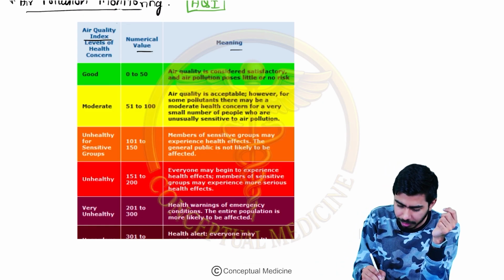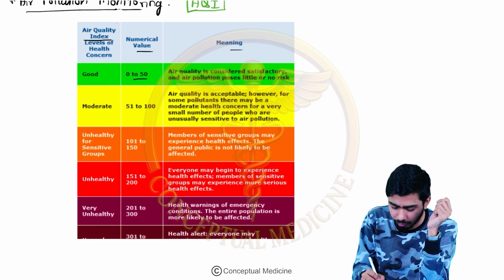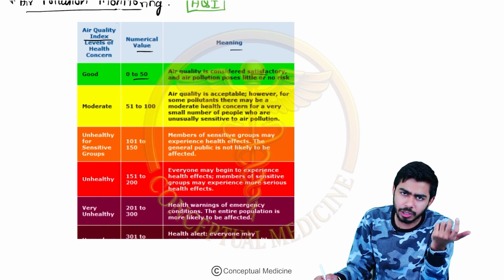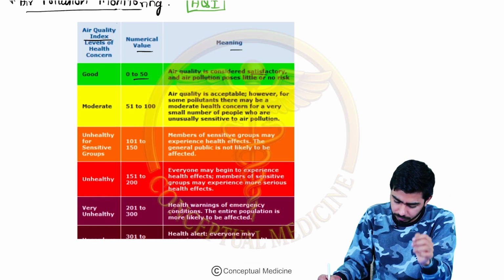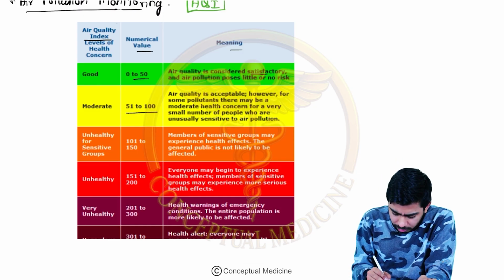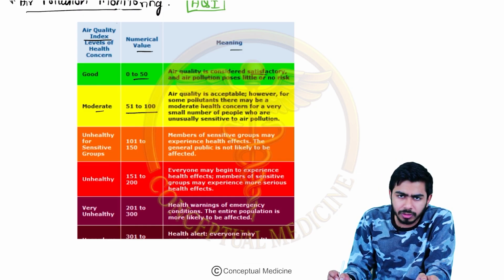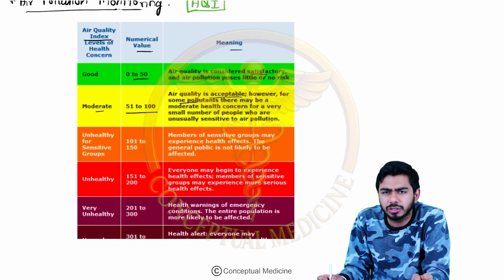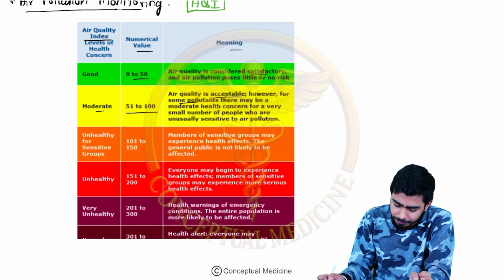So if the air quality index, or AQI, is 0 to 50, then usually there is no problem with that. Air quality is satisfactory. If you talk about 51 to 100, that is also good only. It is moderate air quality. Here air quality is acceptable, and some pollutants might be a concern for health. Otherwise everything is fine.